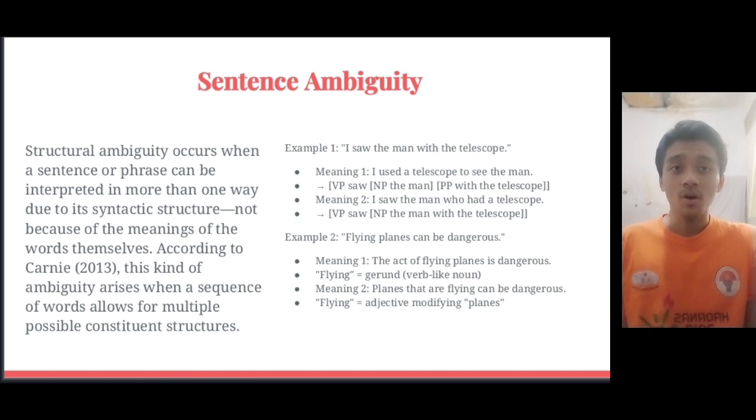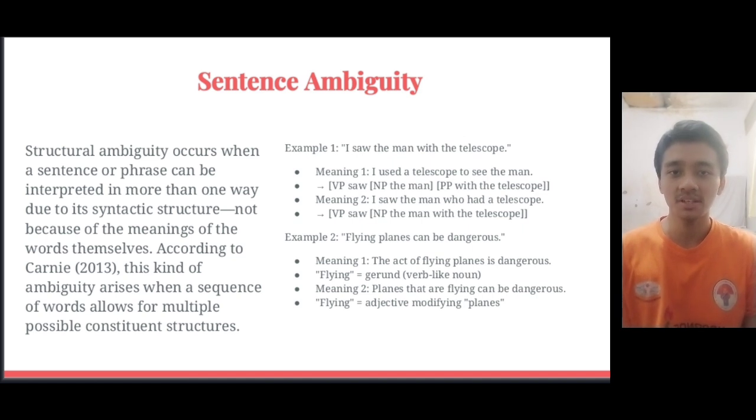Example 1: I saw the man with the telescope. First meaning, I used a telescope to see the man. Verb phrase: saw. Within it, noun phrase: the man. Prepositional phrase: with a telescope. Meaning 2: I saw the man who had a telescope. Verb phrase: saw. Noun phrase: the man with a telescope.